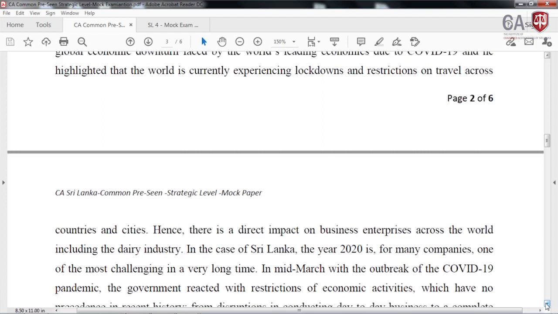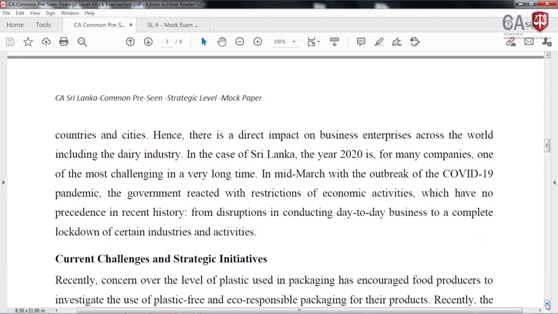In the case of Sri Lanka, the year 2020 is for many companies one of the most challenging in a very long time. In mid-March, with the outbreak of the COVID-19 pandemic, the government reacted with restrictions of economic activities, which have no precedent in recent history, from disruption in conducting day-to-day business to a complete lockdown of certain industries and activities. This is a well-known scenario.